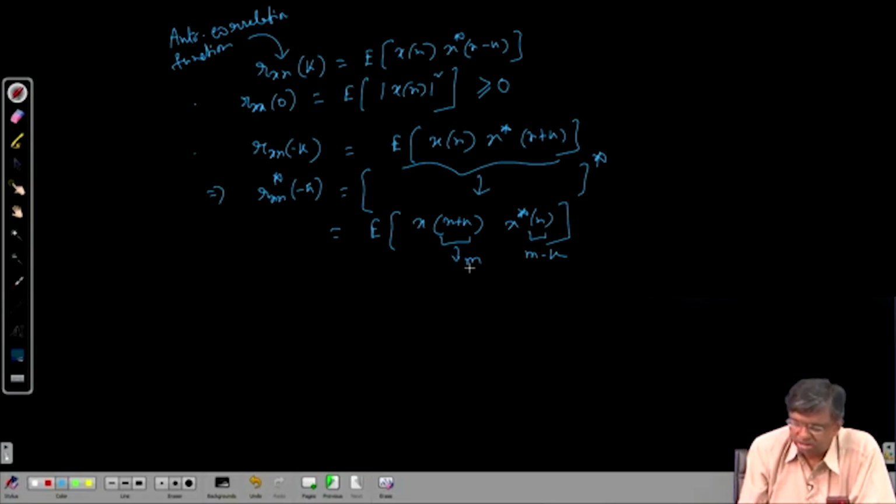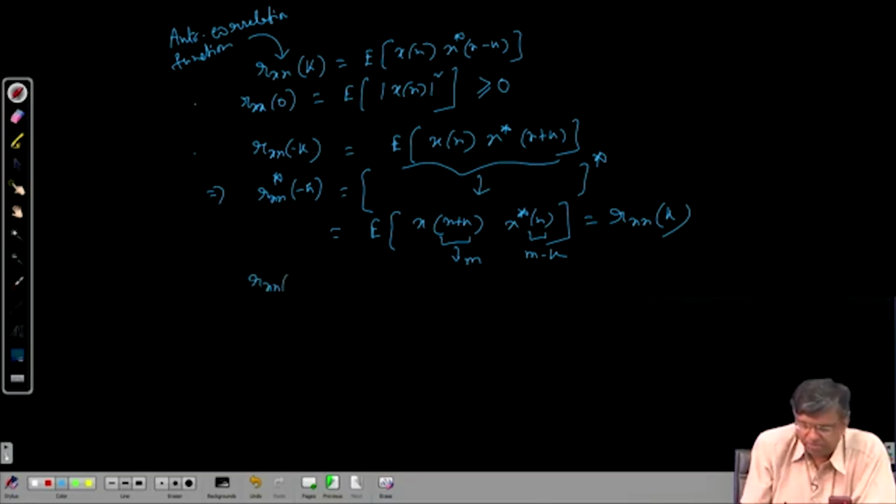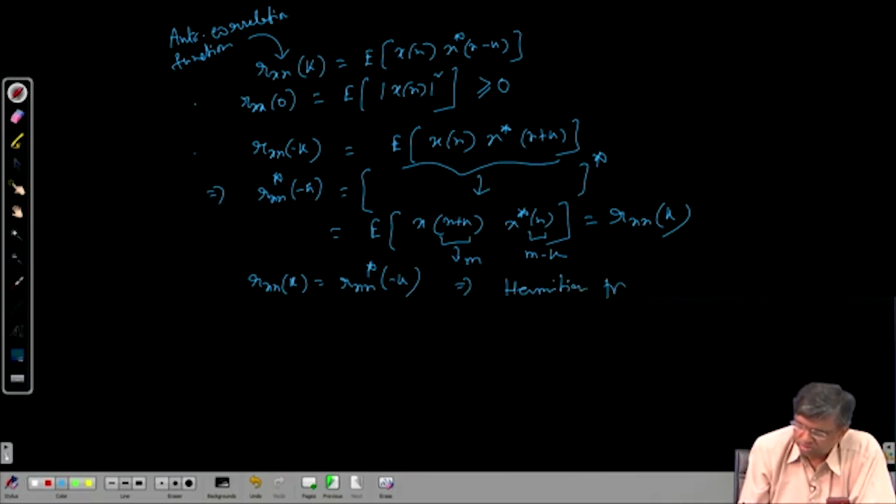The one without star, take the point to be m; the one with a star, take the point to be say m minus k, and then subtract this from this, that is the gap. So m minus bracket m minus k, which is k. So again it is nothing but the autocorrelation at k. So I write this way: Rxx of k, which I write on the left hand side, is the same as Rxx star of minus k. This is called the Hermitian property of the autocorrelation function.